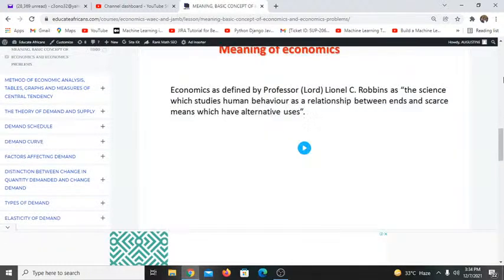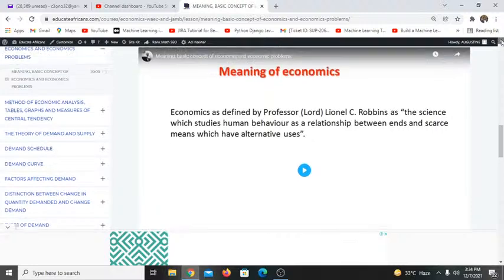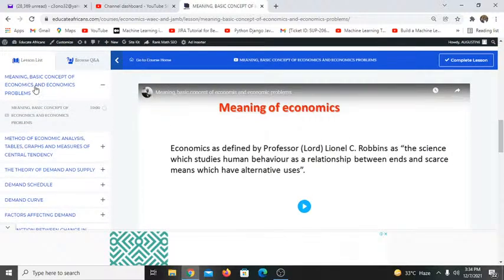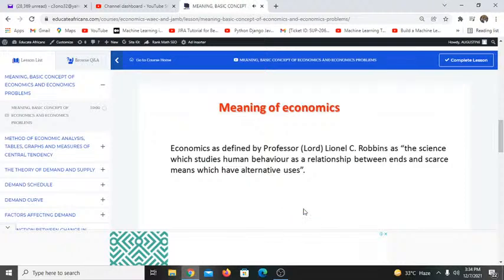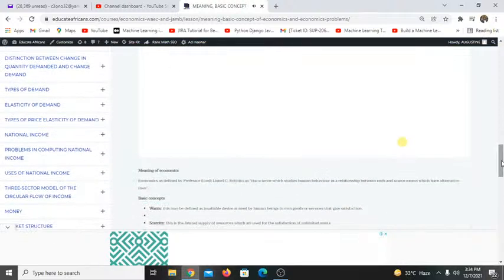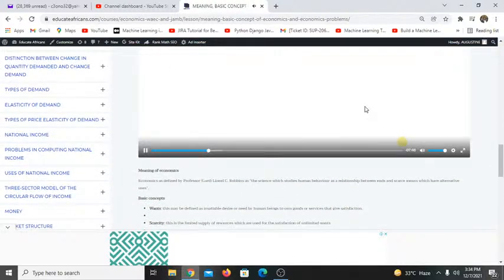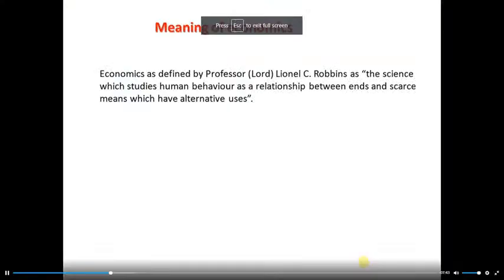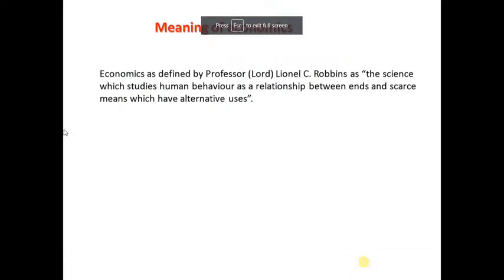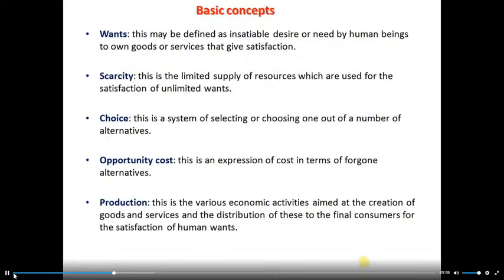So first topic is the definition of economics. Economics is the science which studies human behavior as a relationship between ends and scarce means, which have alternative uses. We're going to go straight to the basic concepts.